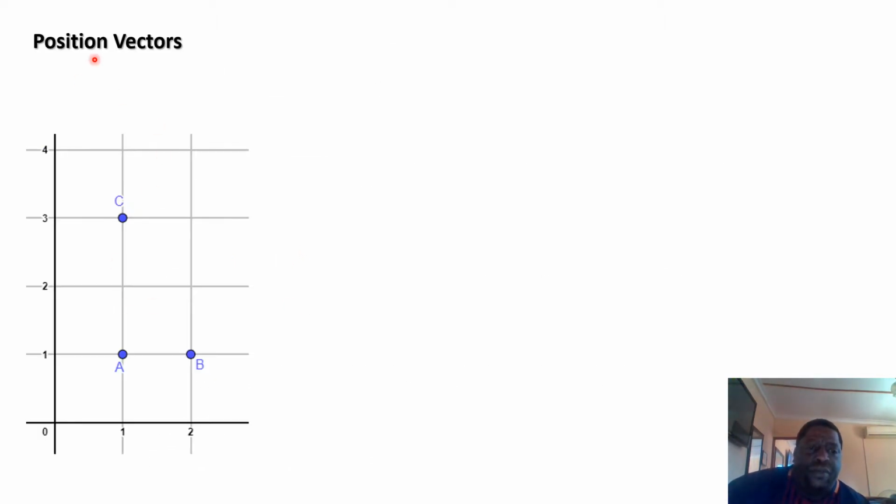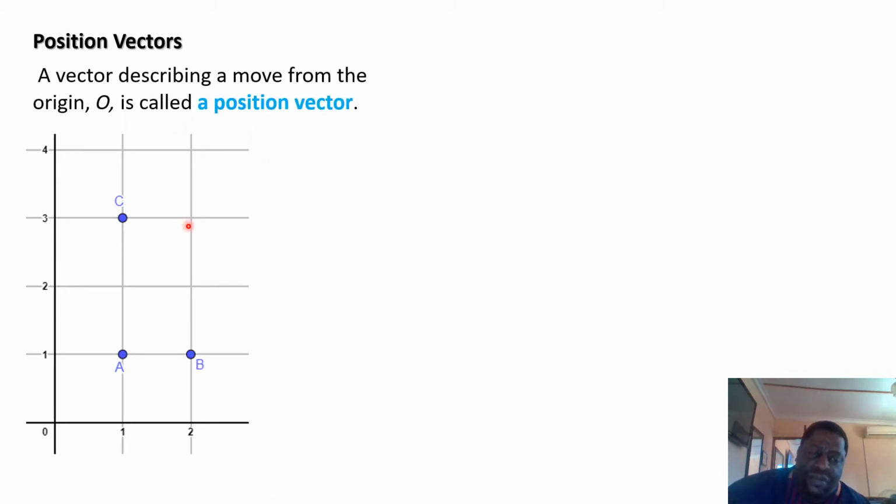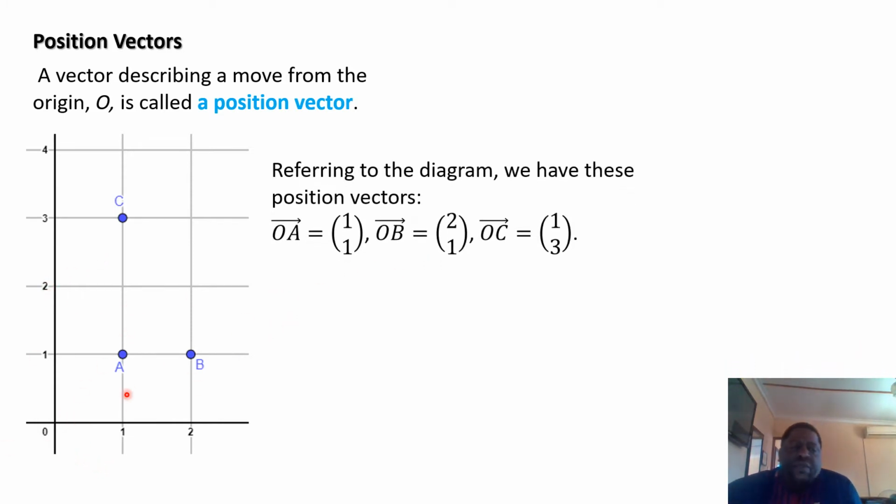Okay, so we have got position vectors. Now, what are these? Well, these are vectors that are starting from the origin. That's as simple as that. OA, OB, OC, they are position vectors. Now, if you look at vector OA, its coordinate is 1, 1. Look at vector OB, which is 2, 1. Its coordinate point will be 2, 1. Something very interesting. Look at vector OC. Its coordinate is 1, 3.